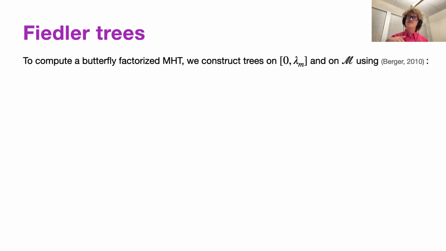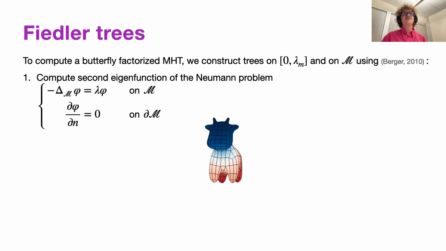Okay, but the row space is represented by points on our manifold, right? So now we need a tree that represents the intrinsic geometry of our manifold. And that's given by this construction by Berger et al. in 2010 called Fiedler trees. So the central idea here is we'll take our original mesh and we'll compute the second eigenfunction of, say, the Neumann problem. In this case, it's not the Neumann problem because we have no boundary data, but if we did, we could assign a boundary condition. But the key point is that we're computing the second eigenfunction, right?